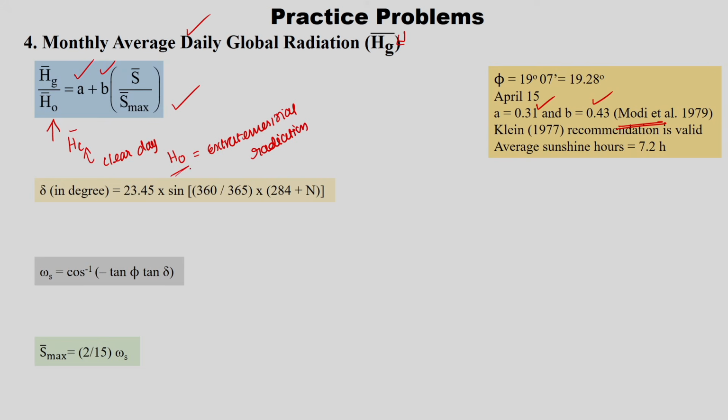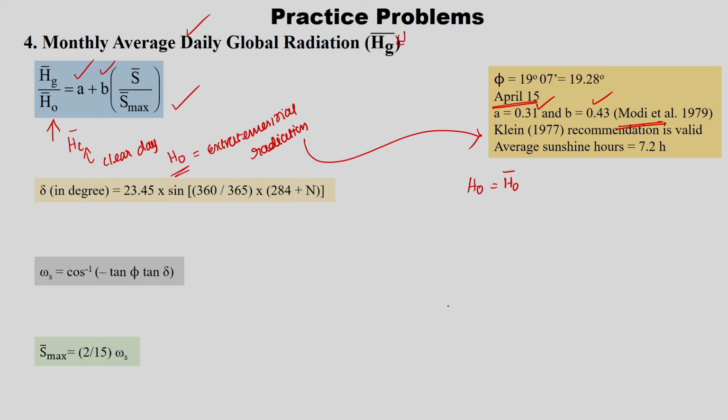And then by using H naught, what we require is the monthly average value of that. For that, this particular researcher Klein recommended that if you are considering a particular day in a year where your H naught is equivalent to H naught bar, which is nothing but the monthly average value, then on that particular day, if you calculate H naught, that would be equivalent to H naught bar. That is why instead of April 1, here we have taken April 15th.